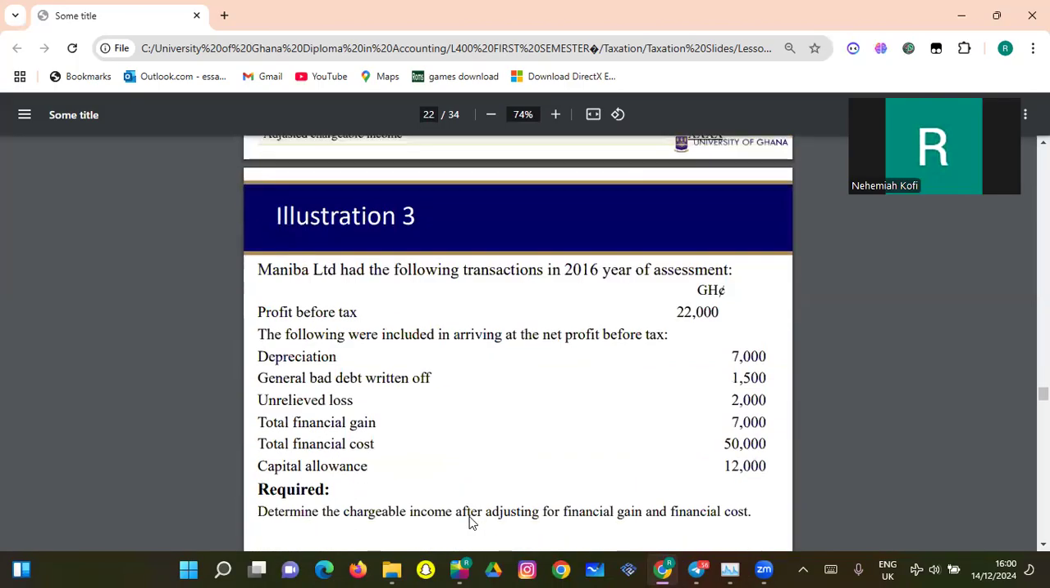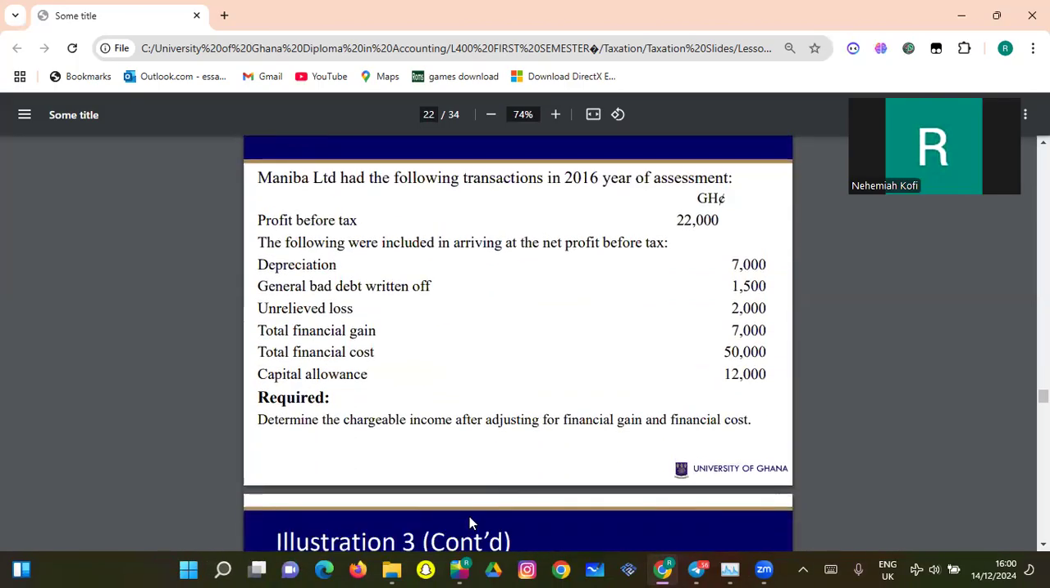An example here will give us this. So Maniba Limited had the following transactions in 2016 year of assessment. So this is the profit before tax. And these were the following expenses. So we can see depreciation here is not allowable.